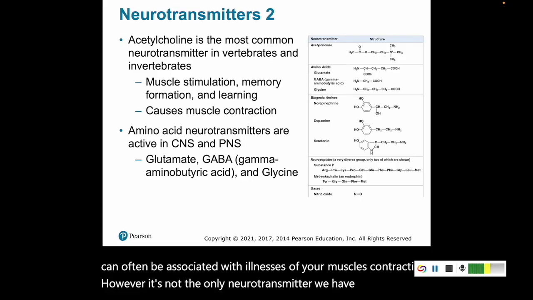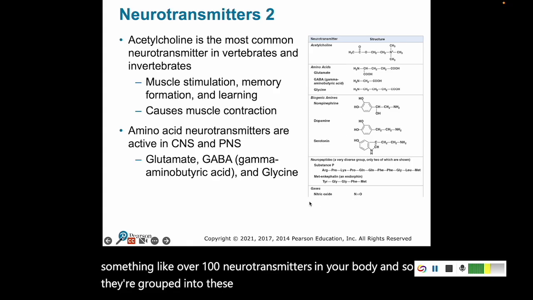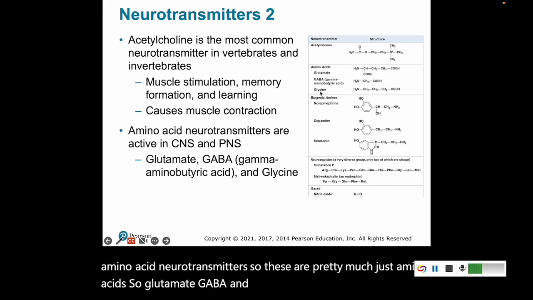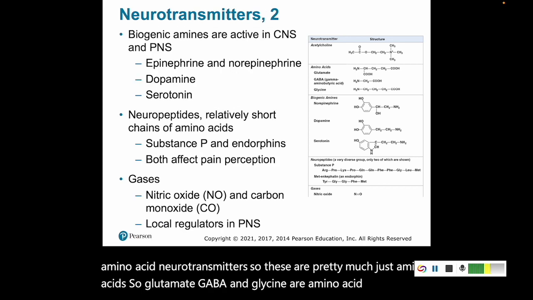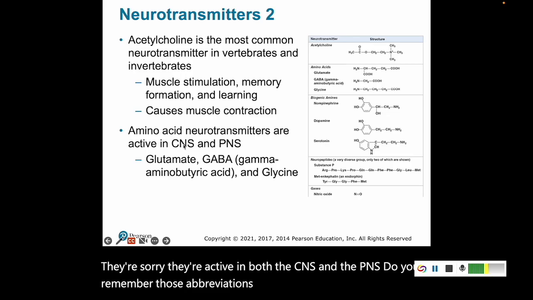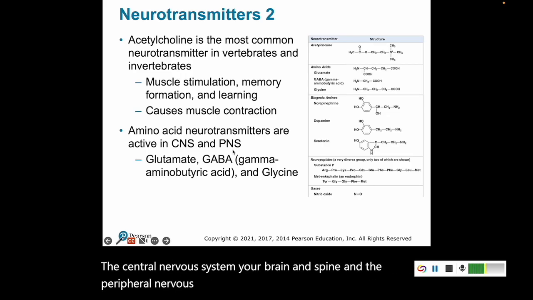There's something like over 100 neurotransmitters in your body, and so they're grouped into these different groups. The next group are amino acid neurotransmitters. So these are pretty much just amino acids. So glutamate, GABA, and glycine are amino acid transmitters. They're active in both the CNS and the PNS. Do you remember what those abbreviations mean? The central nervous system, your brain and spine, and the peripheral nervous system, which is the nerves in the rest of your body.